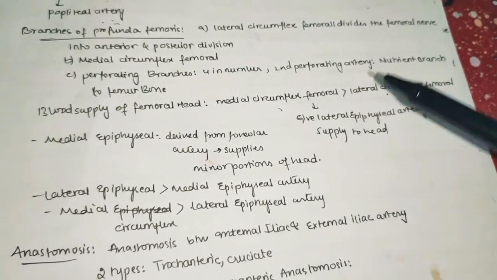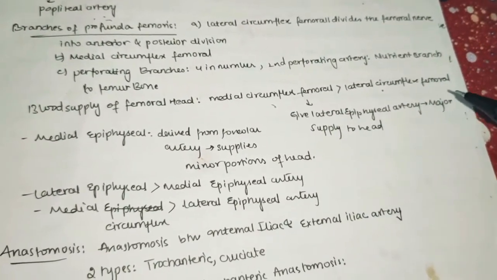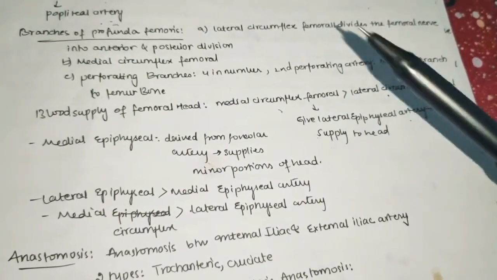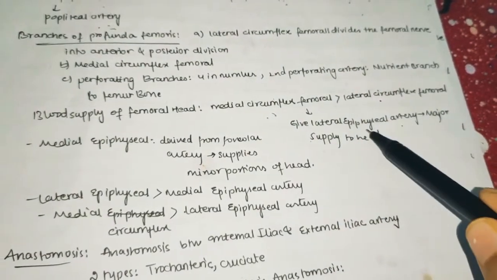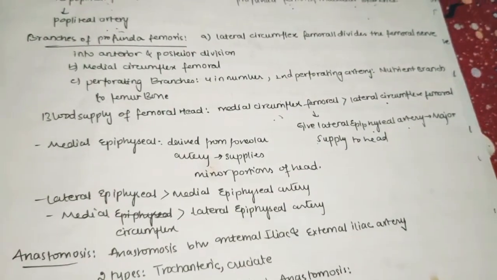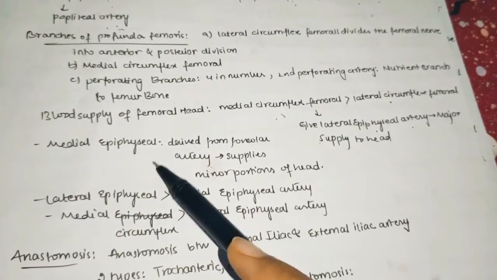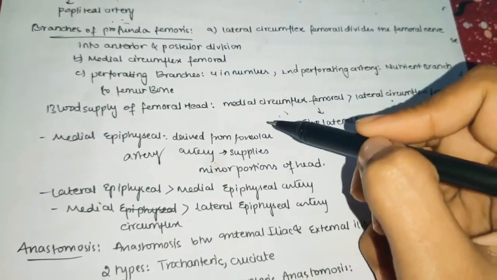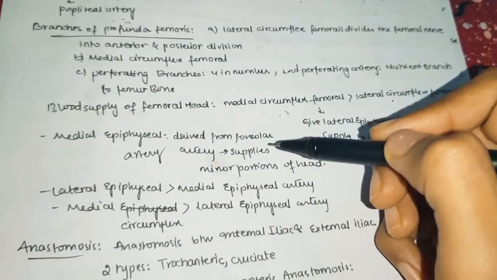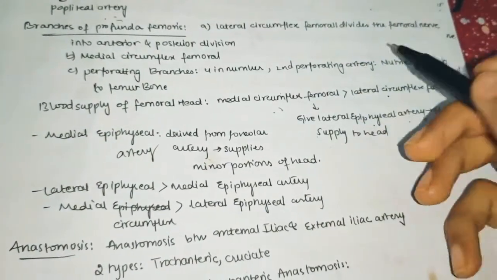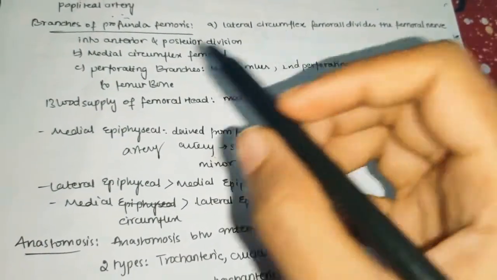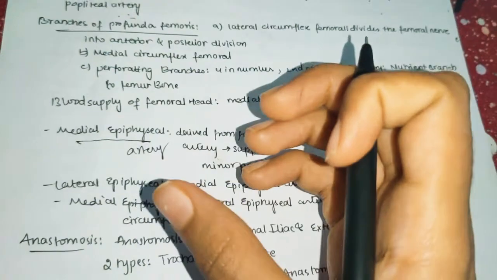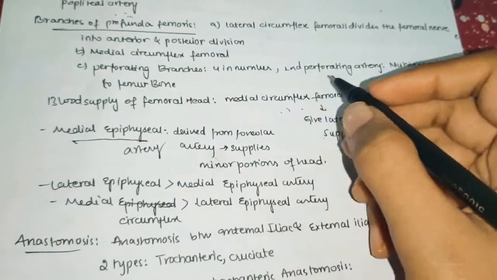And this medial circumflex femoral artery gives the lateral epiphyseal artery. What is this lateral epiphyseal artery? Actually, it's a major supply to the head of the femur. So remember, either the medial circumflex femoral artery or the lateral epiphyseal artery gives the major supply to the head of the femur. Next, coming to the medial epiphyseal artery. The medial epiphyseal artery is derived from the foveolar artery, and this supplies the minor portions of the head. So the major portion of the head is supplied by the lateral epiphyseal artery, but the minor surfaces of the head are supplied by the medial epiphyseal artery.